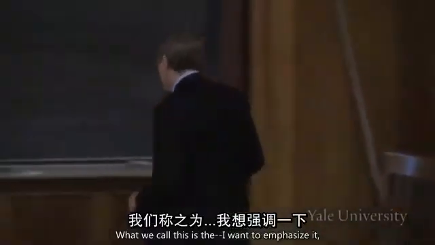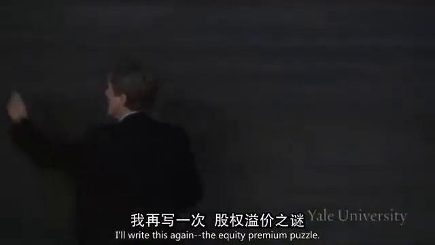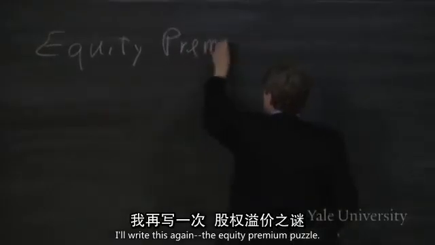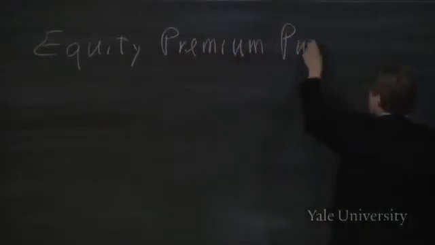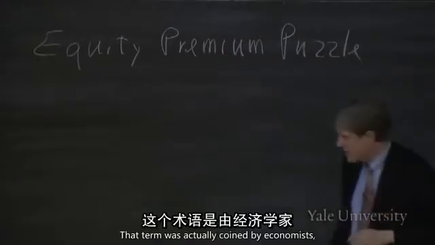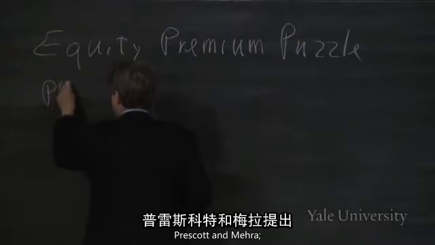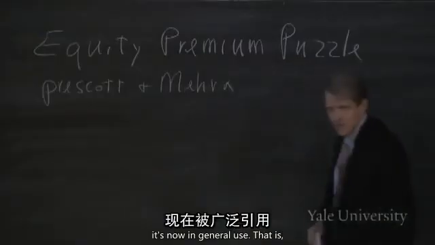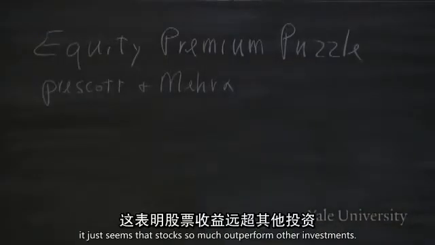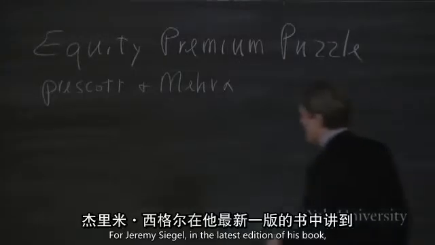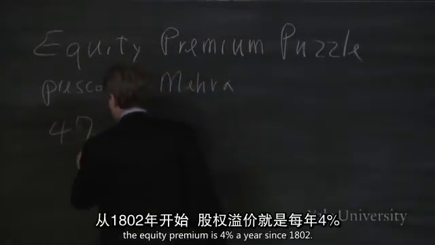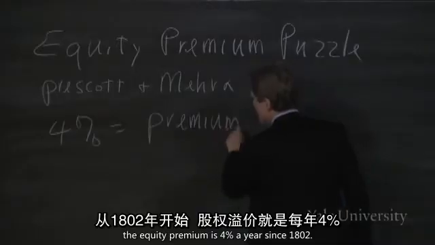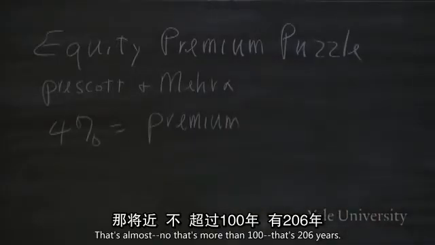So what we call this, I want to emphasize it, I'll write this again, the equity premium puzzle. That term was actually coined by economists Prescott and Mehra, but it's now in general use. It just seems that stocks so much outperform other investments. So for Jeremy Siegel, in the latest edition of his book, the equity premium is 4% a year since 1802. That's more than 206 years.